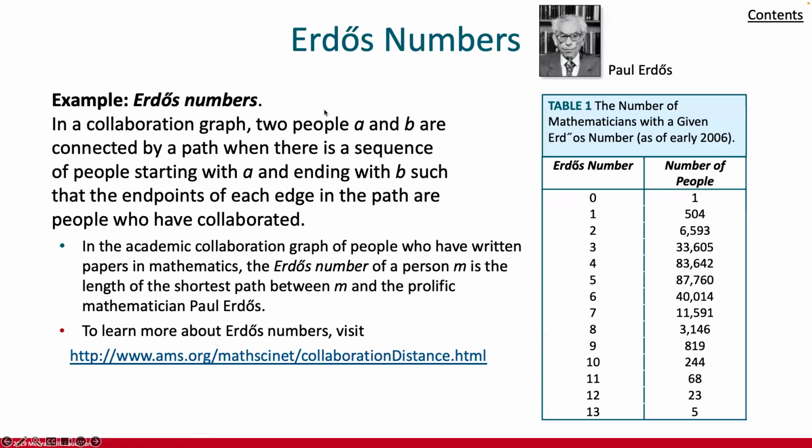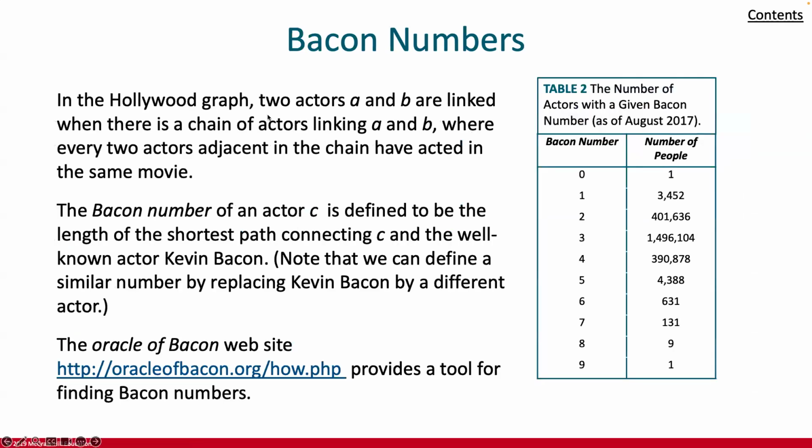I'm not going to dwell on this, but Erdős numbers in a collaboration graph: two people, A and B, are connected by a path where there is a sequence of people starting with A and ending with B, such that the endpoints of each edge in the path are people who have collaborated. This just gives you some information here. There's a link that you can go to, and also, if you go to Rosen, it would be worth the time to read about Erdős's life and what he looked at.